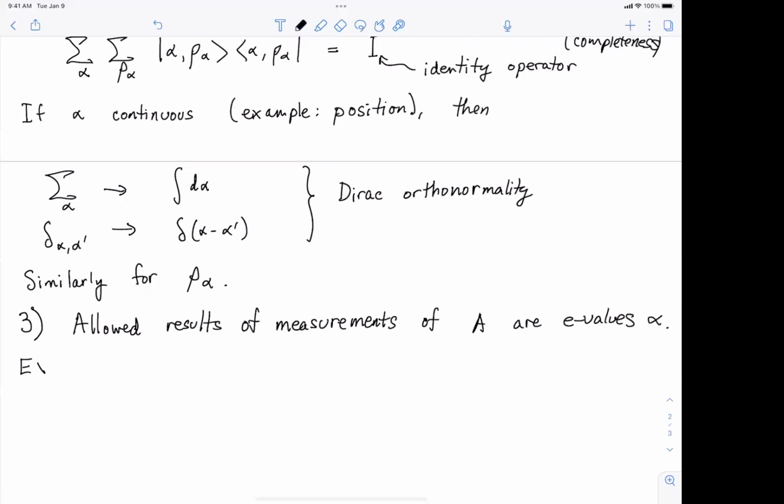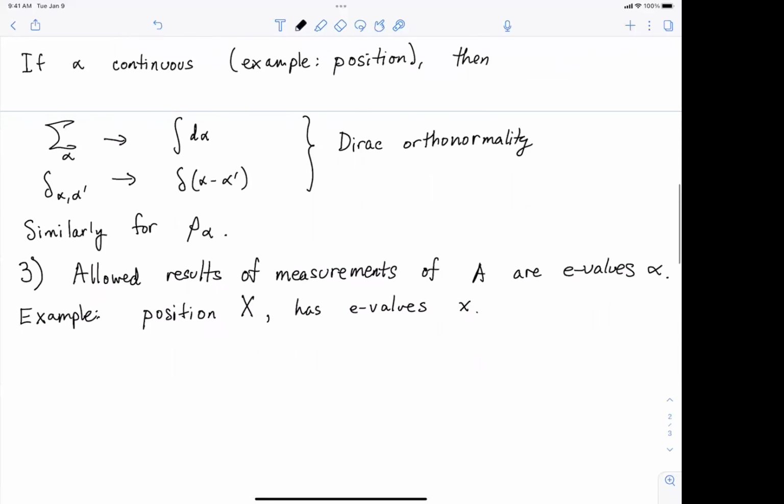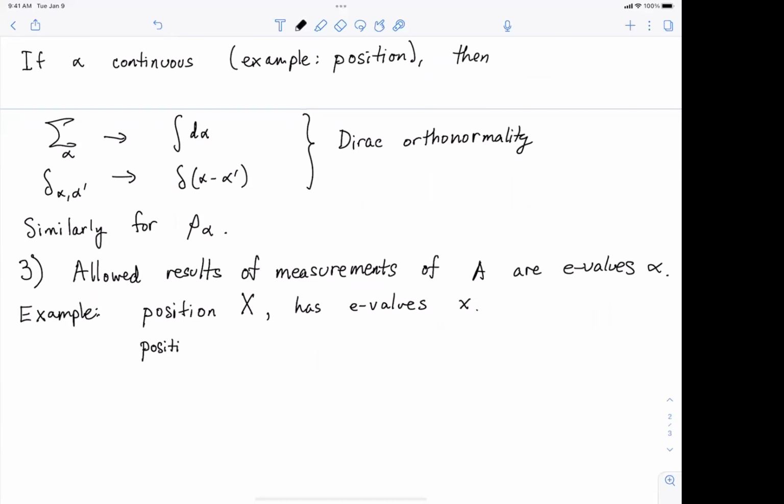So for example, if you measure the position, and let's say I'm just going to measure the position in the x coordinates, that has eigenvalues that are the numbers x, and so you can get any real number that you want. If you measure the position in three-dimensional space, so you're measuring the vector position operator, for which my notation is the capital R letter, then the eigenvalues are the vectors in three-dimensional space.